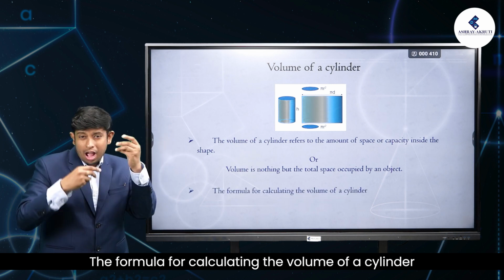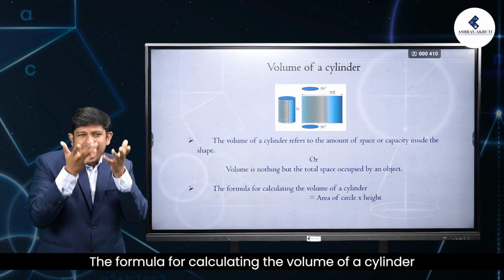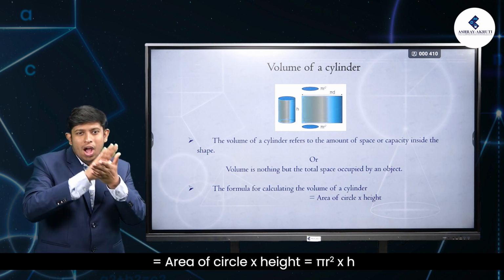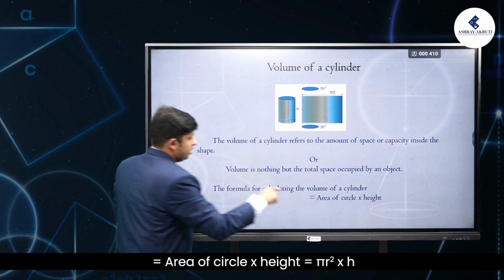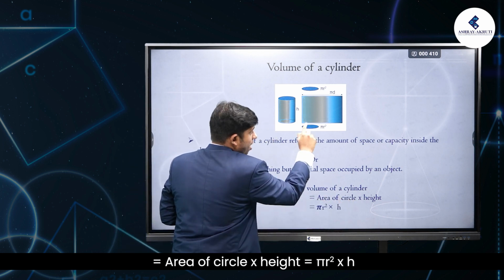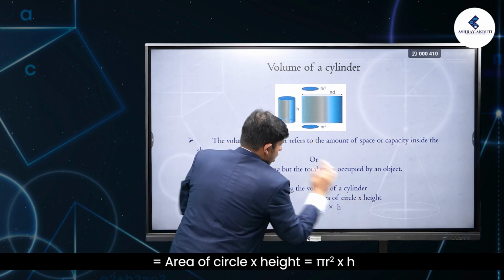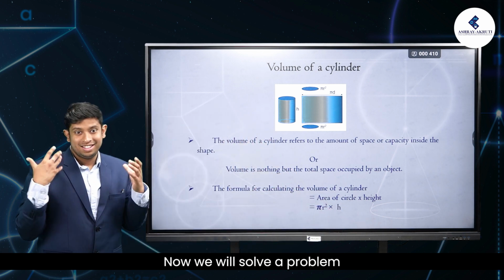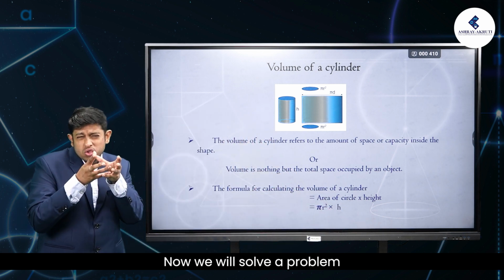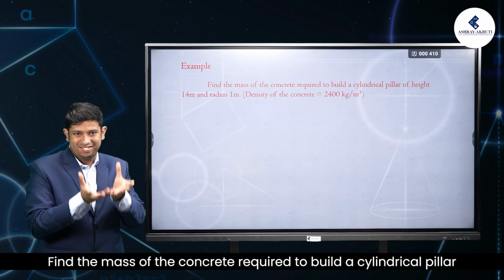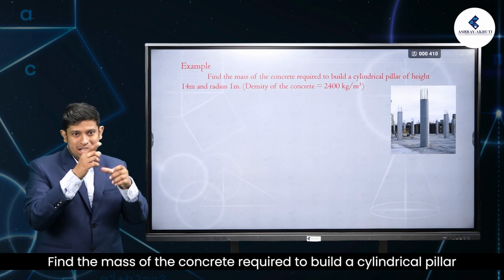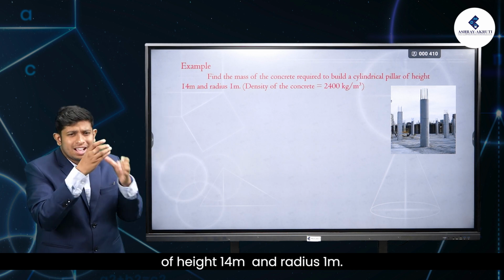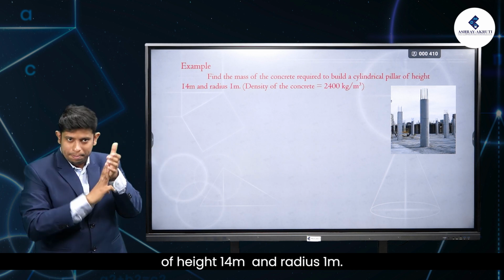The formula for calculating the volume of a cylinder is equal to area of circle into height, which is equal to pi r square into h. Now we will solve a problem. Find the mass of the concrete required to build a cylindrical pillar of height 14 meter and radius 1 meter.